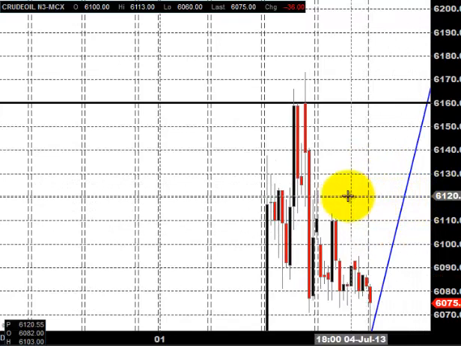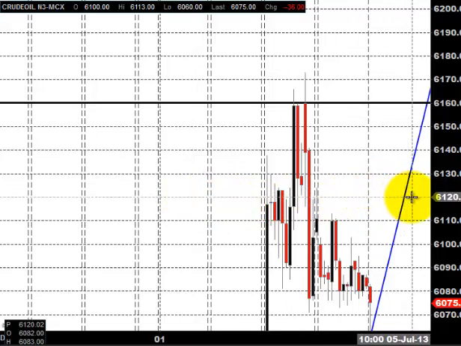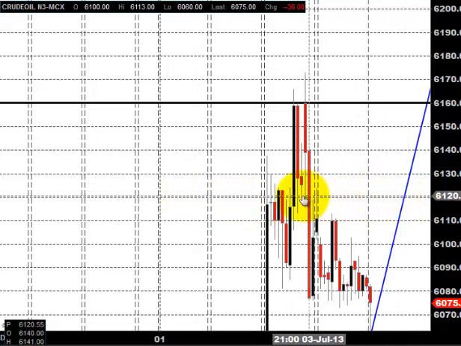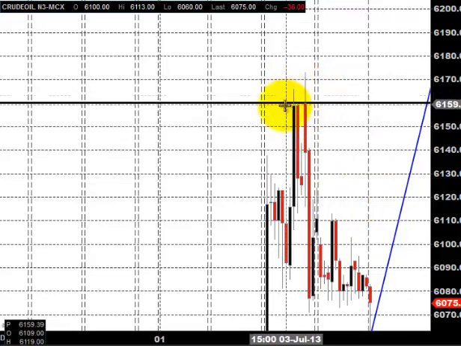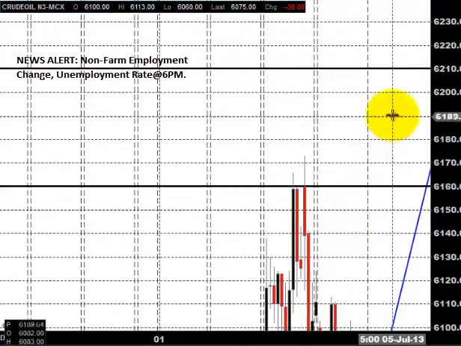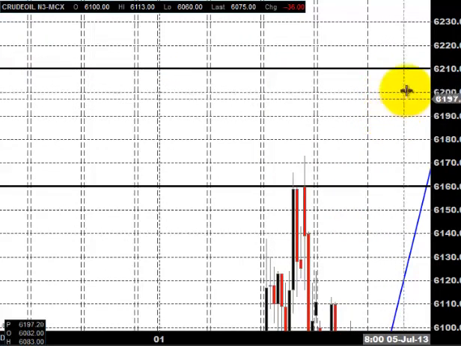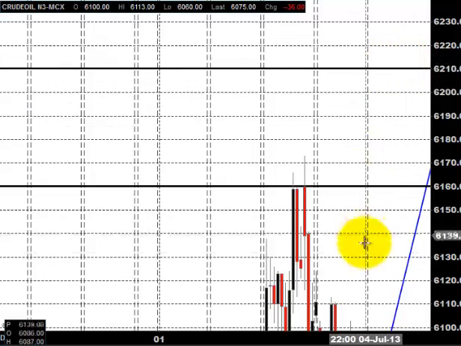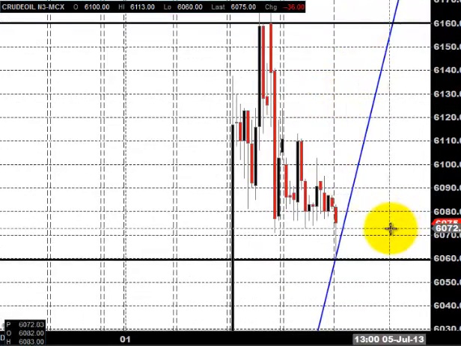This 6120, sorry, I failed to mark it, is a potential resistance. And we know that 6160 already acted as a very good resistance. The maximum expected target, we are expecting the price to test 6210 zones initially. So this will be the target if the price is going to break this.